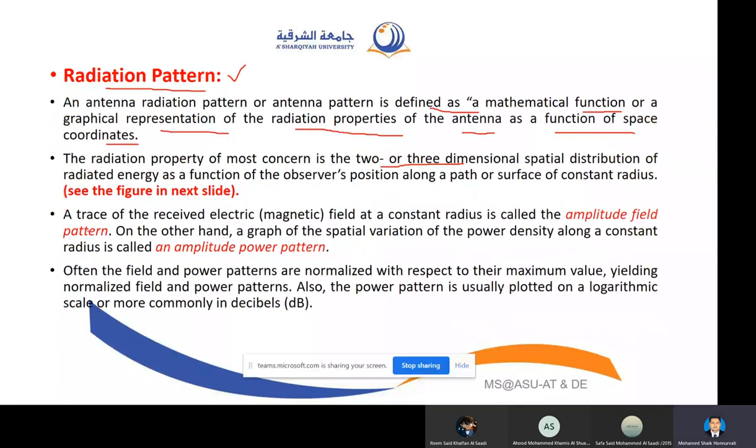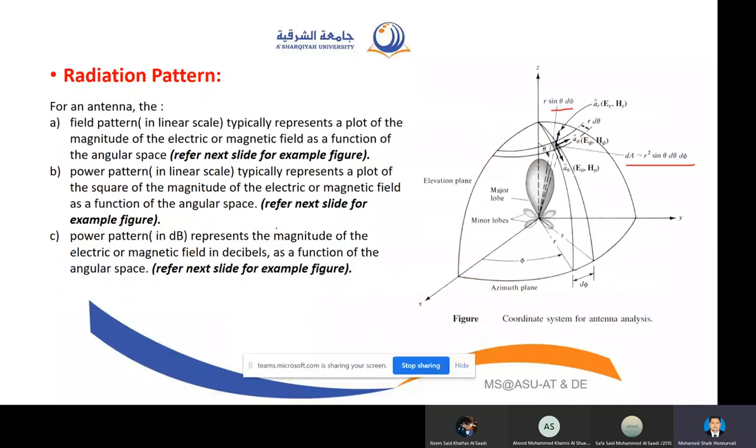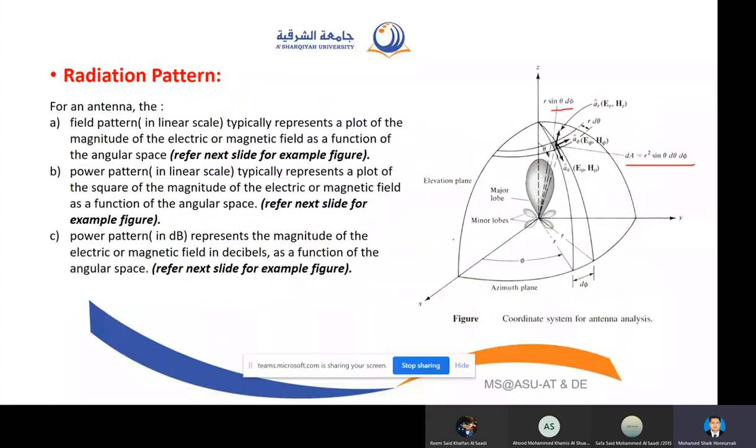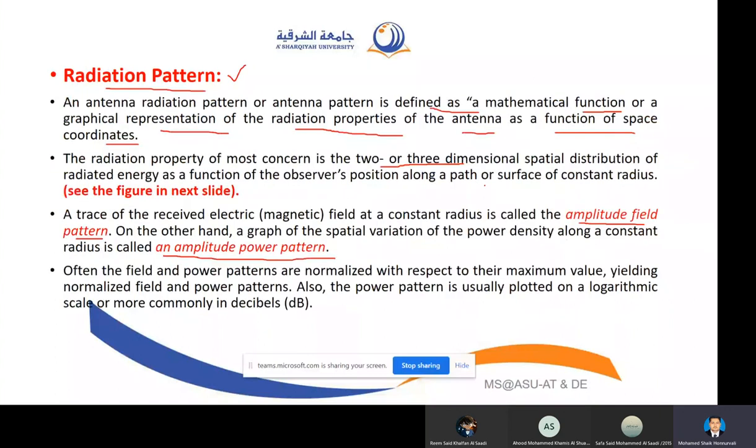So this radiation pattern, this graph you are seeing, can be represented in two forms. First form is known as the amplitude field pattern. Second one is known as the power pattern. Okay, so first let's see what is amplitude. You can represent the radiation properties of an antenna in the space coordinates in two ways, either by measuring the amplitude, or by representing the power.